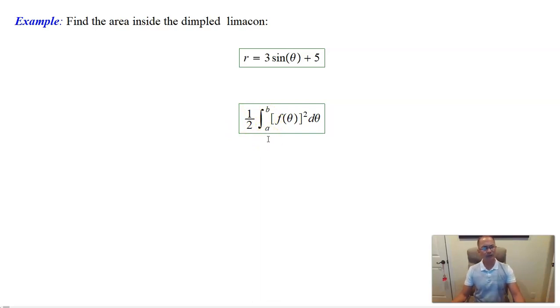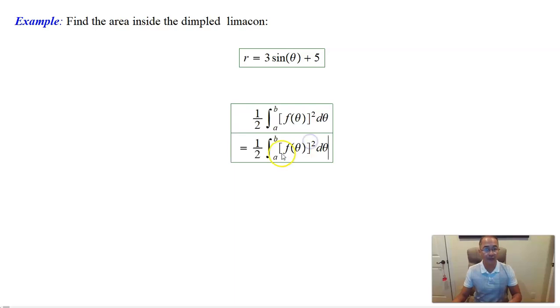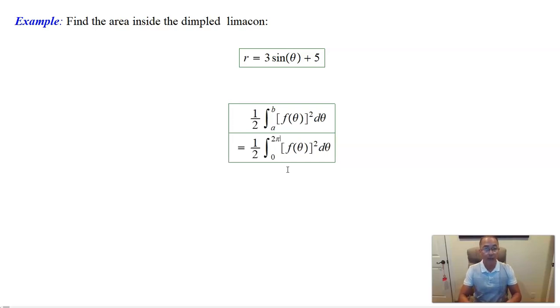Well, wait a minute. What are these a and b? Well, we have a dimpled limaçon, which kind of went like this. And of course, we don't pass through the origin, and the angles that we sweep out basically just go from 0 all the way around the circle to 2 pi. So those will be our limits. All right. So we're going to get, let's copy that, 1/2 from 0 to 2 pi. We have a complete revolution, and we are going to square this function over here.